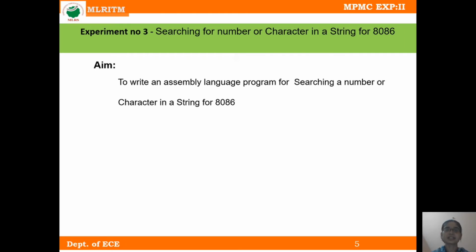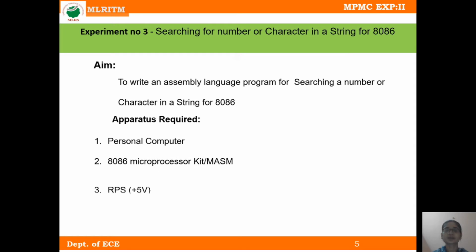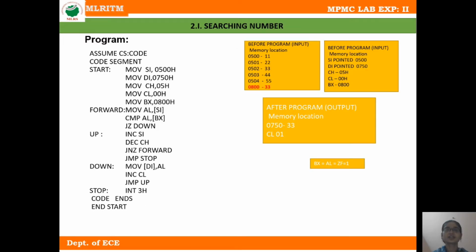The aim of experiment number 3 is to write an assembly level language program for searching a number or character in a string for 8086. For this purpose, we require a personal computer, an 8086 microprocessor kit or the Microsoft Assembler tool, a regulated power supply and a keyboard. So we know that our aim is searching a number in a given string.